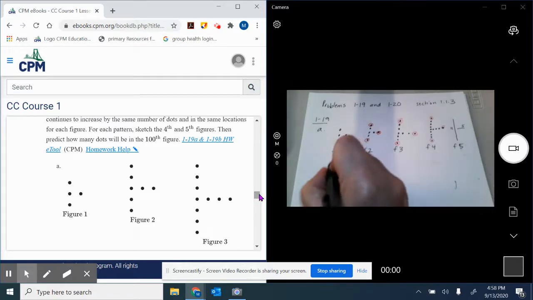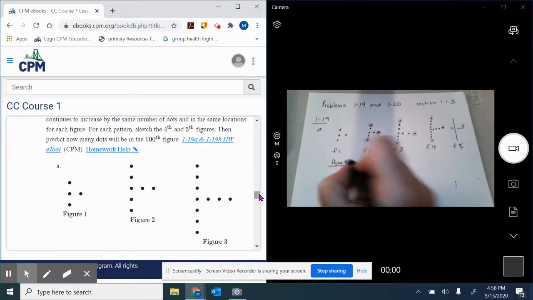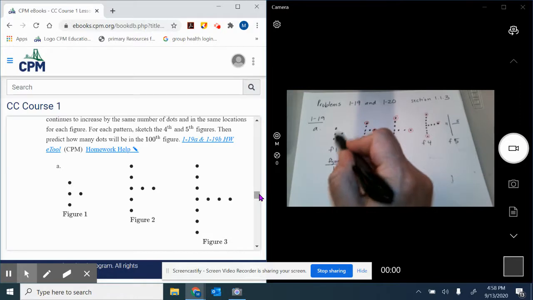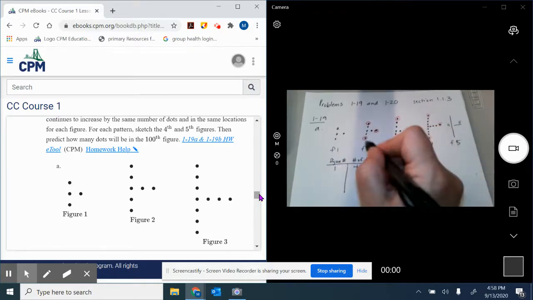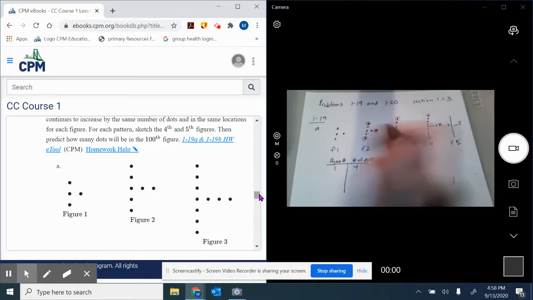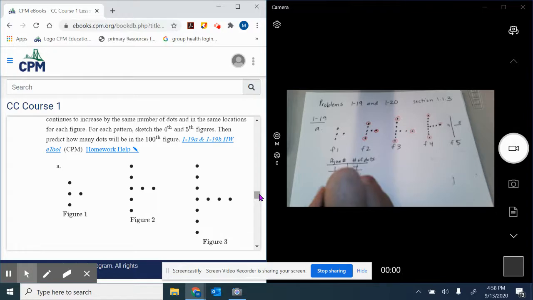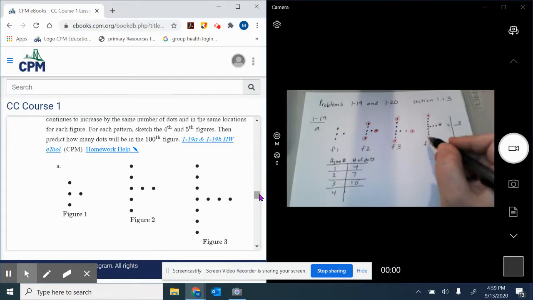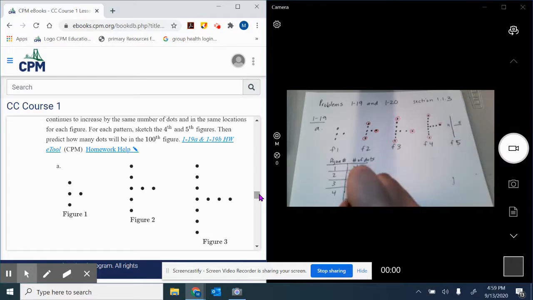So I'm going to make a table, and I'm going to put the figure number here, and the number of dots, because that's what it is. So figure 1, if I count the total dots, it has 4 dots, right? Figure 2 has 1, 2, 3, 4, 5, 6, 7 dots. So I'm going across like this. Figure 1 has 4 dots. Figure 2 has 7 dots. Figure 3, if I count them up, has 10 dots. Figure 4, if I count what I have there, it's going to be 13 dots. Okay, and I made figure 5, and that's going to have 16 dots.